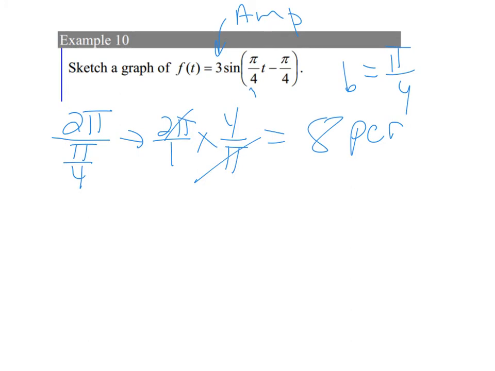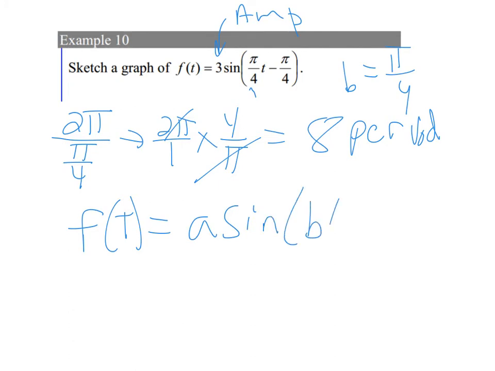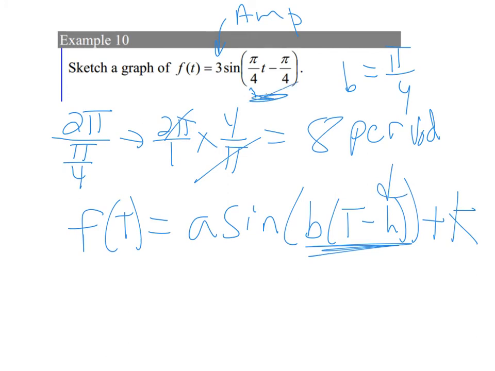And then the left-right shift is what's coming into play here. Remember how I wrote on the board in class, f of t would be a sine of b times (t minus h) plus k. If we have it written this way, I can see the left-right shift very easily. This isn't written this way, so I want to make the inside of the parentheses look like this.